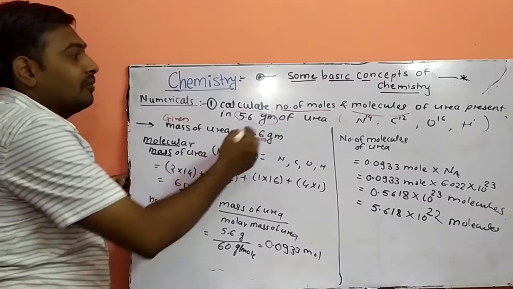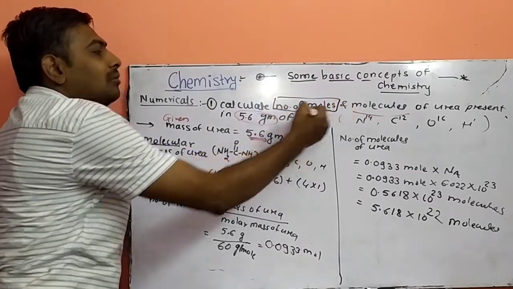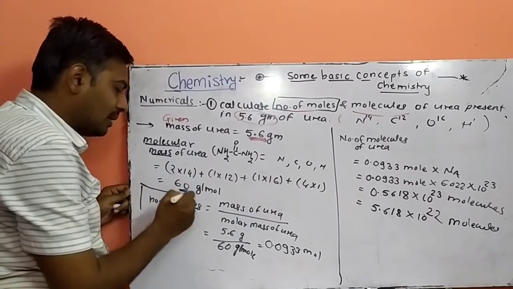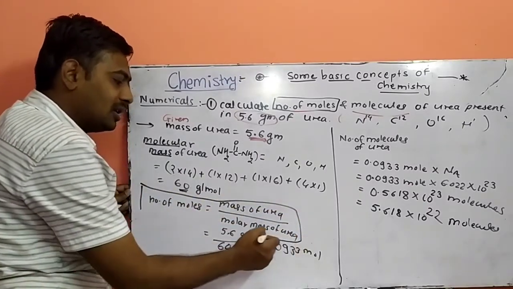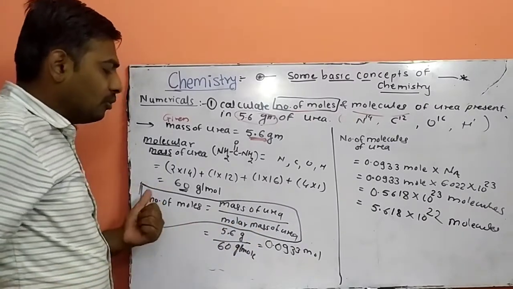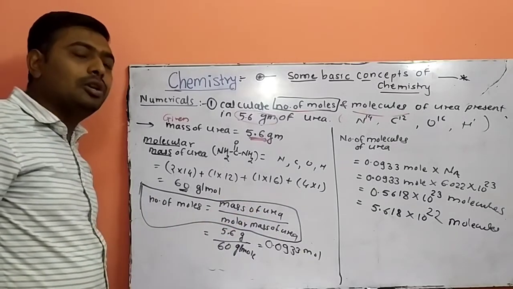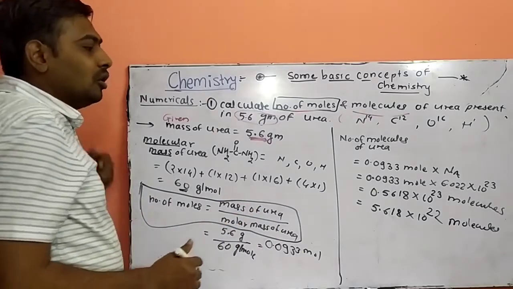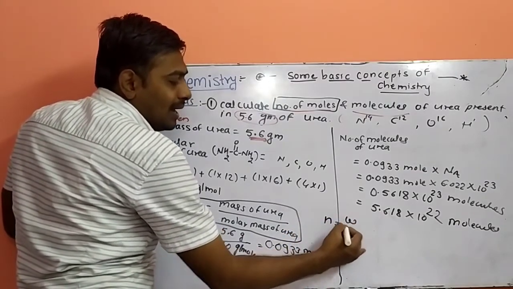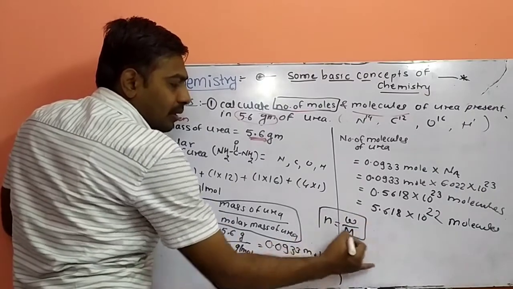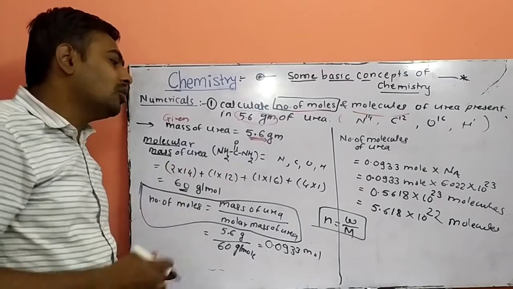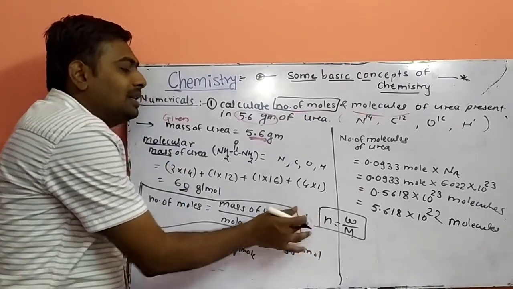Next, what do we have to calculate? The number of moles. To calculate the number of moles, the formula is mass upon molar mass. This is a very important formula. Maximum numericals of the mole concept depend only on this formula. Number of moles is the mass of urea divided by the molecular mass of urea. You have to remember the formula: small n is equal to W by capital M, mass upon molecular mass. You can write it this way or that way.